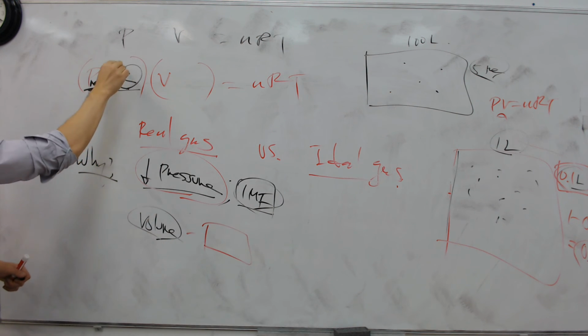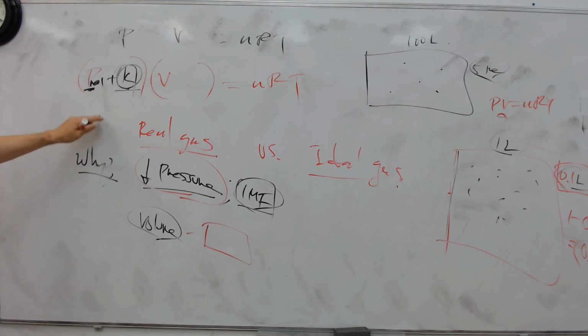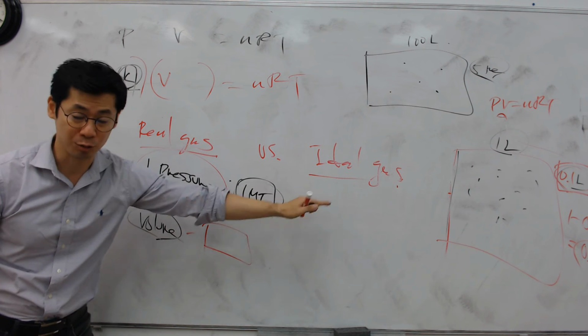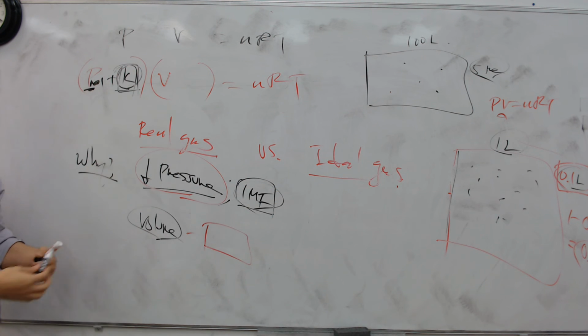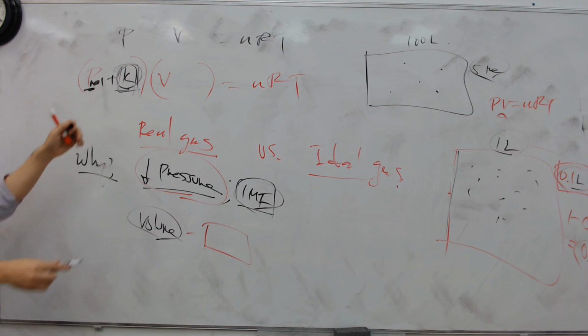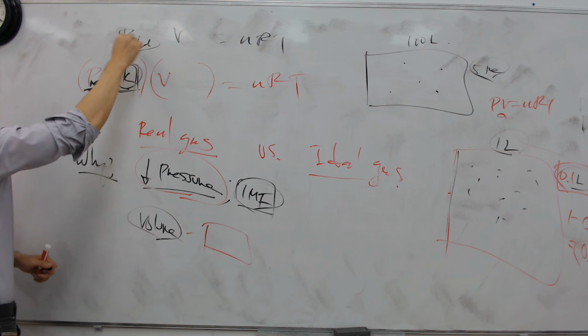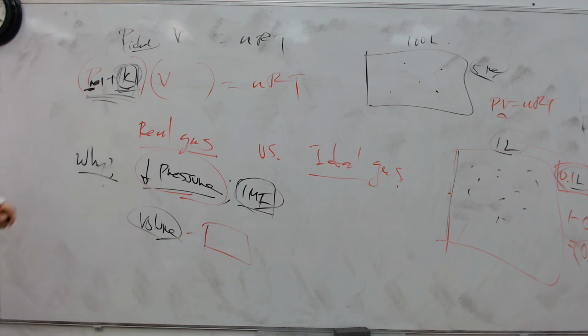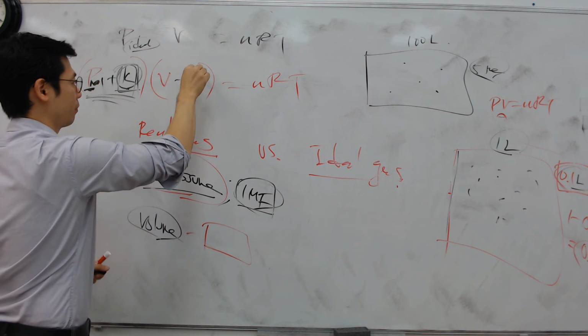So you have to add, because the pressure of a real gas is always less than the pressure of an ideal gas. You have to add a certain constant value to make it into the pressure of an ideal gas. Because why? It's always less. Okay? And now you have to subtract a certain value.